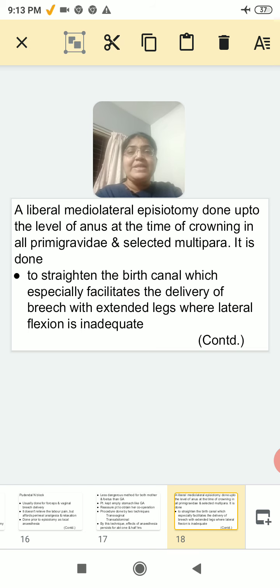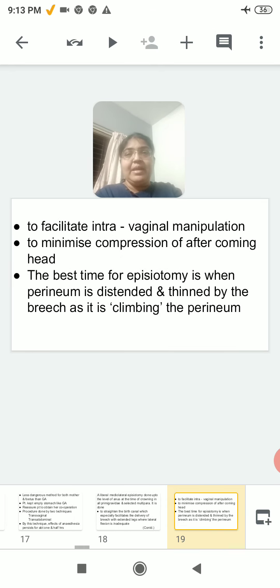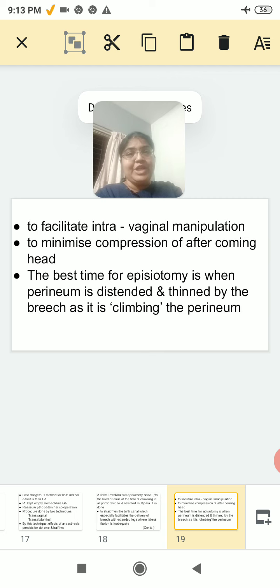Why is the episiotomy done? To straighten the birth canal, which especially facilitates the delivery of breech with extended legs. So episiotomy is more required in breech with extended legs, where lateral flexion is inadequate. Also, it facilitates the intravaginal manipulation, which is required during the labor to minimize compression of the after-coming head. One of the important aims of the episiotomy.